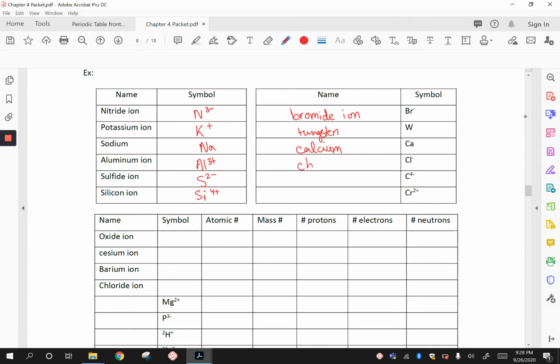Cl-, this is chlorine, so we would end it with ide, so chloride ion. Next one is C4-, so that is carbon, so change the ending to ide, so carbide ion. And Cr2+, that is chromium ion.